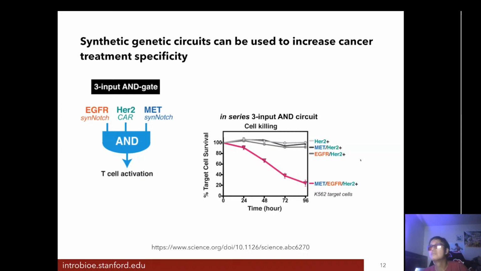We're going to talk more about the mechanism of engineered T cell-based cancer therapies in our Cancer Week. But I just want to show you that this type of 3-input AND gate can be useful for refining treatments, which is, I think, an exciting application.